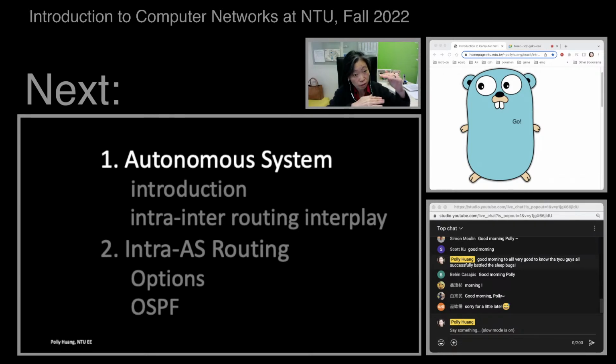So there are two levels of hierarchy. And you probably heard already, right? The routing that runs within an AS is intra-AS. The routing connecting the ASs is the inter-AS routing. So the next video is to explain more about intra-AS routing and inter-AS routing.